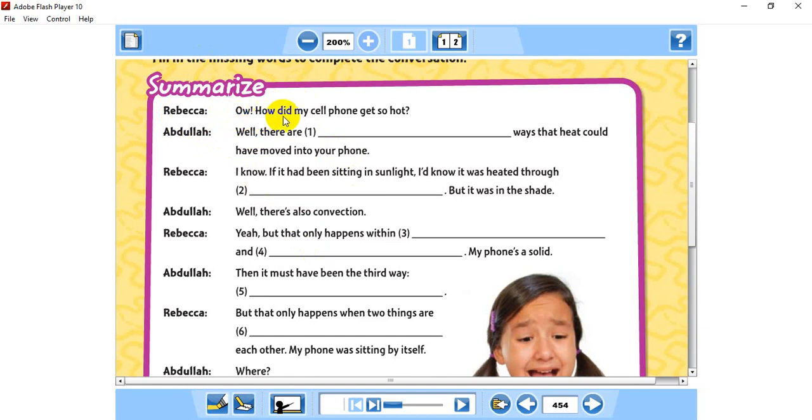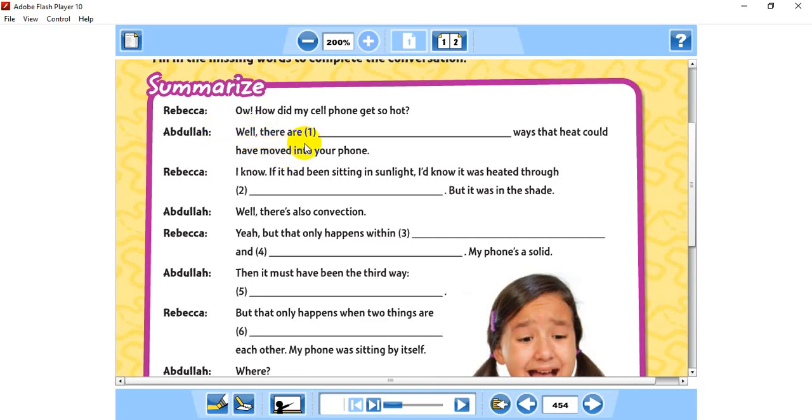Oh, how did my cell phone get so hot? Okay guys, she wonders why her cell phone is so hot. And then Abdullah answers her question by giving a physical answer, about the physical properties of heat.